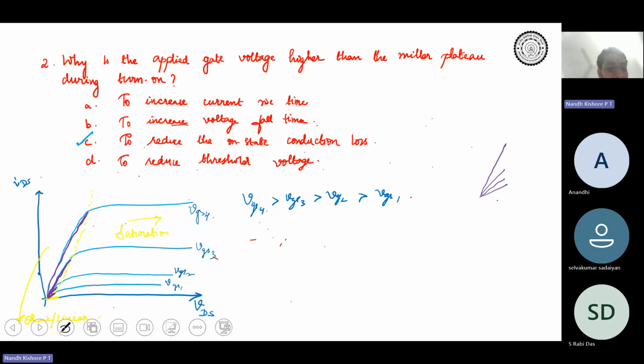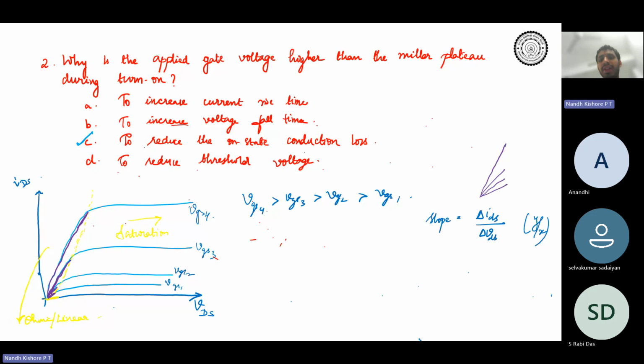So what is the slope for all these lines? The slope is basically delta IDS divided by delta VDS. That is y axis by x axis. So that is delta IDS by delta VDS, which can also be written as 1 by RDS on.